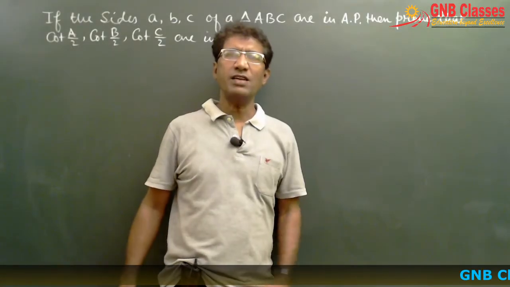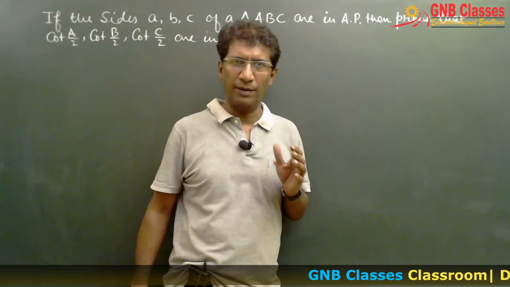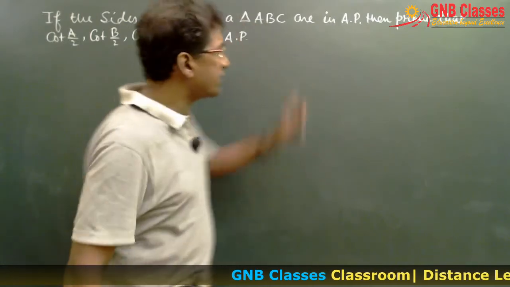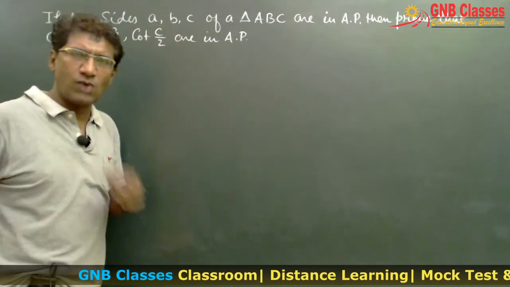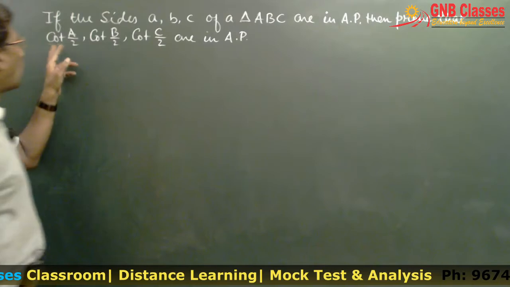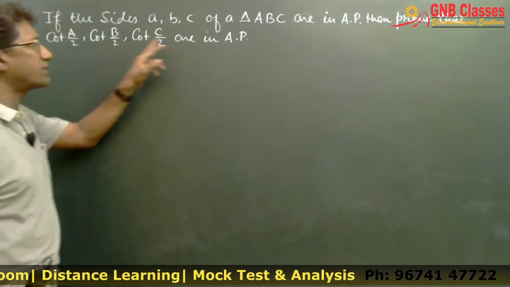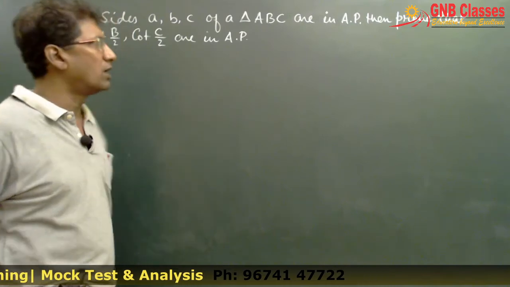So in this lecture, we are going to discuss the problems based on the half angle formula. Is it clear? Now, let us take the first problem. If the sides a, b, c of any triangle ABC are in AP, then prove that cot A by 2, cot B by 2, cot C by 2 are also in AP. It's a very straightforward question.